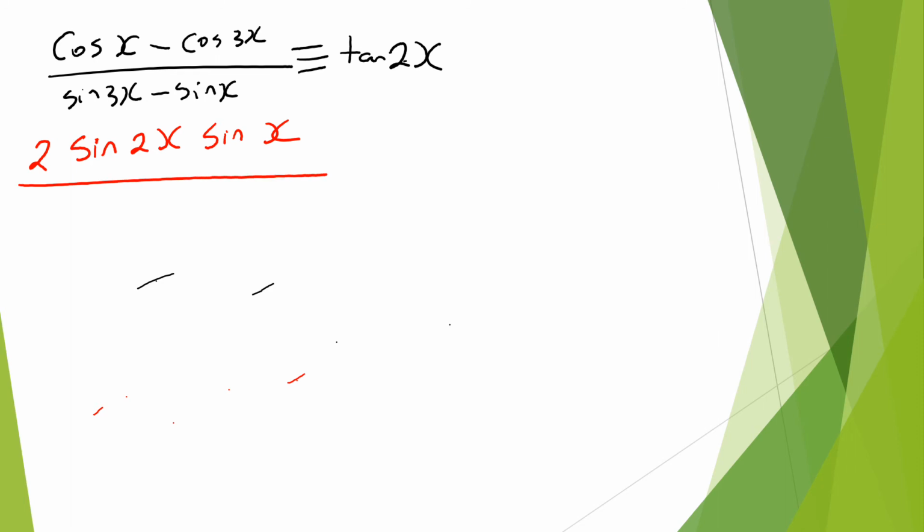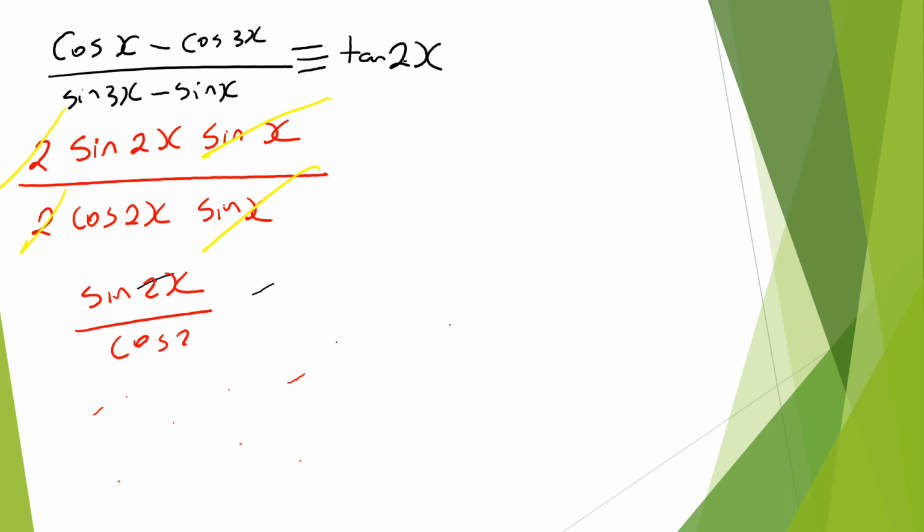x over. Now the bottom one, we will use the first identity, which is sine 3x minus sine x. So the difference between two sines equals 2 cosine sine. So I'll have 2 cosine, again 3x plus x divided by 2 is 2x, and then sine x. Simplifying the terms, you end up with sine 2x over cosine 2x, and that's equal to tan 2x, which is proven.